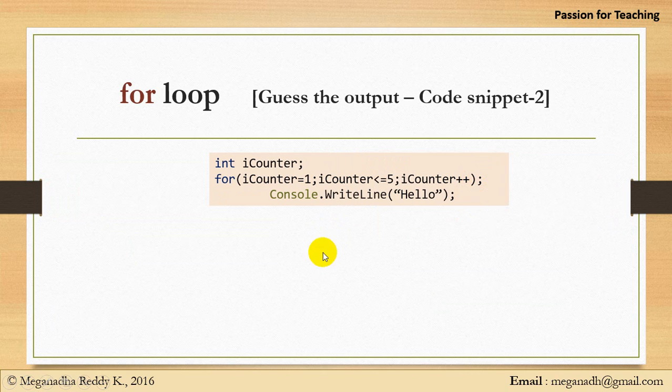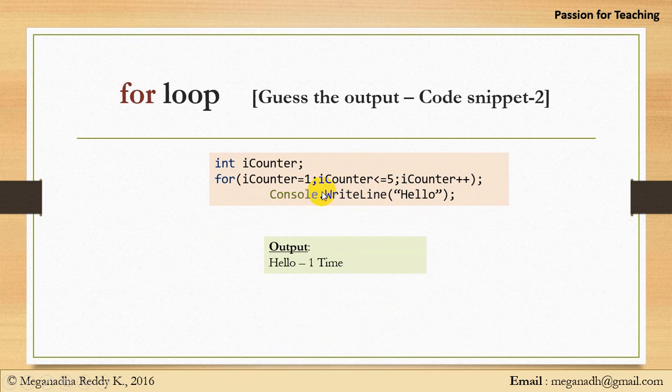So when we have a semicolon here, that will terminate the for loop. So this console.WriteLine hello will not come under this for loop. Now the loop will iterate by itself here only. It will not consider this console.WriteLine hello inside the for loop. So now hello will be printed only one time after this loop iterates by itself.